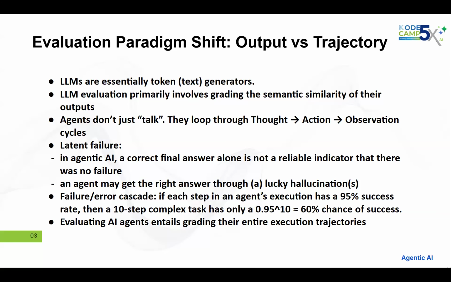So each step is 95%. That's quite high, but cascading across all the 10 steps, you see that the agent only has a 60% chance of success. That means out of every 10 tasks that agent is given, 4 are likely to fail. And that's not a good agent at all. Just imagine that agent is the one managing your finances. There's a likelihood of you going bankrupt, right? And so for evaluating agents, we need to grade them across the entire execution trajectory, not just grading the output. Any question?